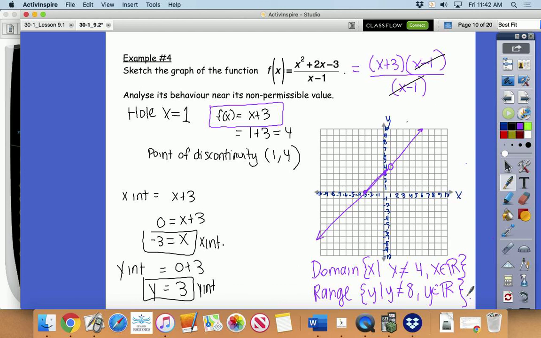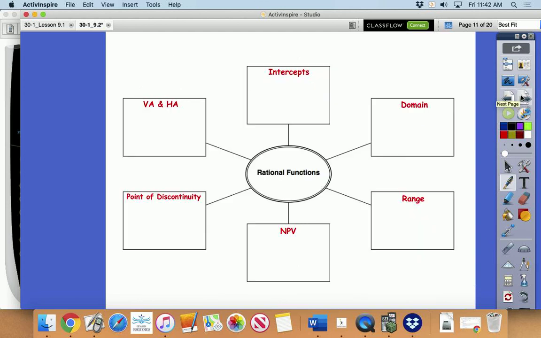Example number 3. Oh, actually, before we get to that, we'll just review. So remember the x-intercept. You should be looking for the x and y-intercept. These are characteristics we want to look at with a rational function that help us graph it. Remember, you can make y equal to 0. This is the algebraic approach.